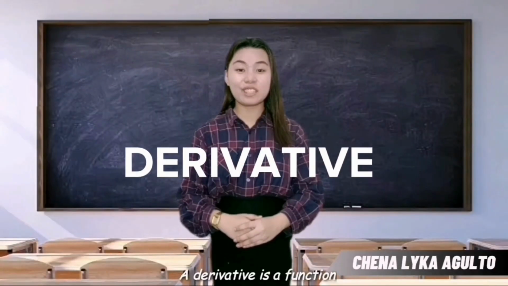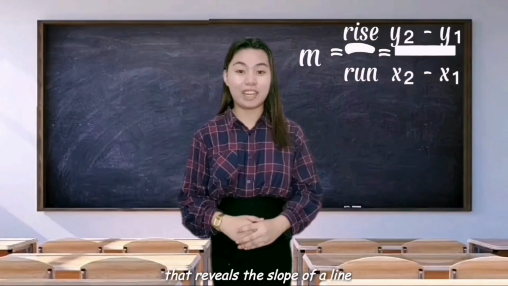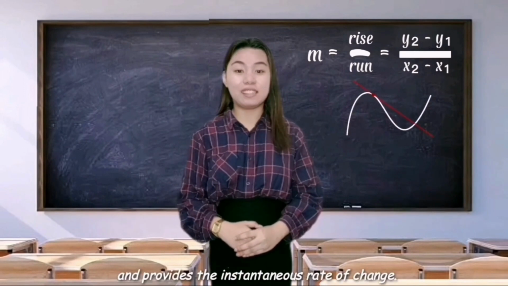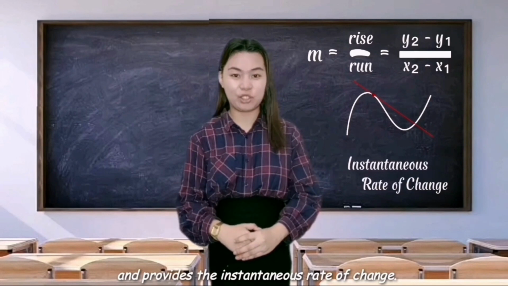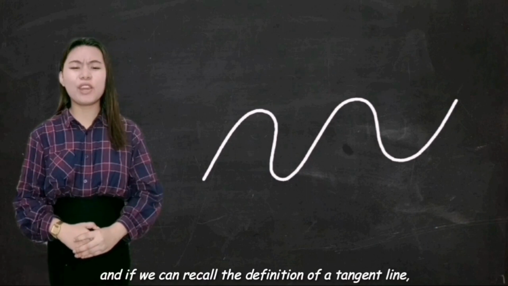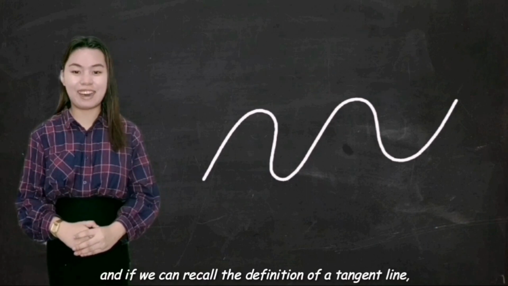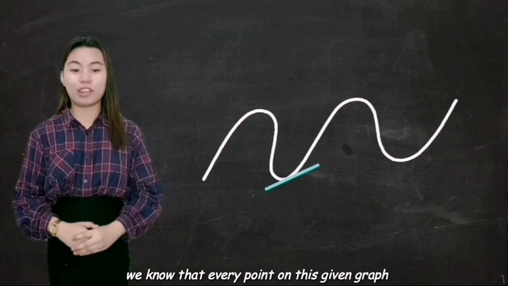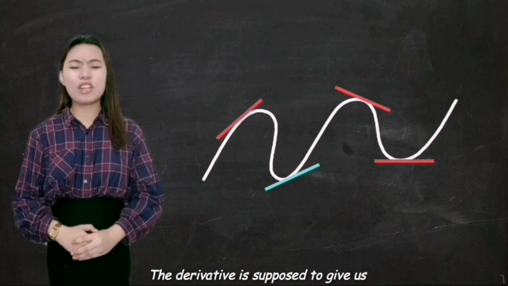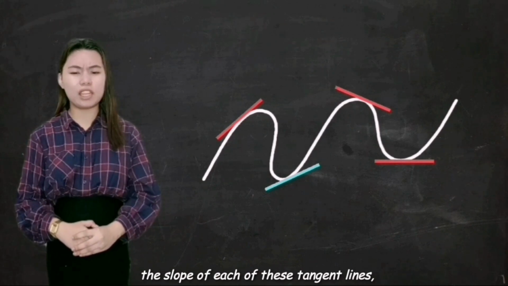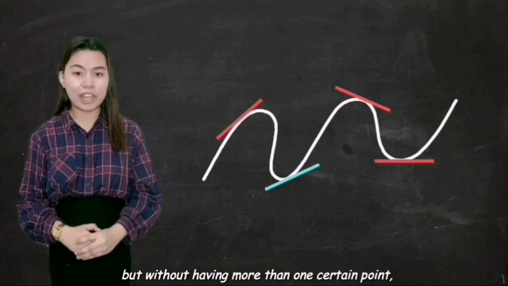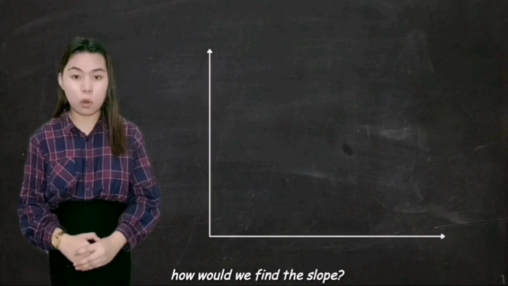A derivative is a function that reveals the slope of a line tangent to a curve at any point and provides the instantaneous rate of change. Let us say we have a random curve. If we recall the definition of a tangent line, we know that every point on this given graph has a different tangent line. The derivative is supposed to give us the slope of each of these tangent lines, but without having more than one certain point, how would we find the slope?